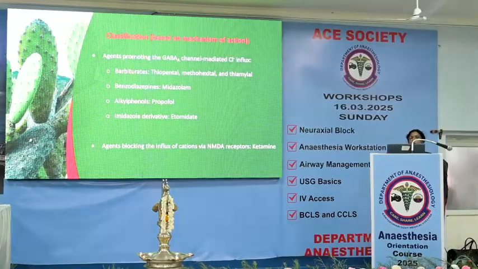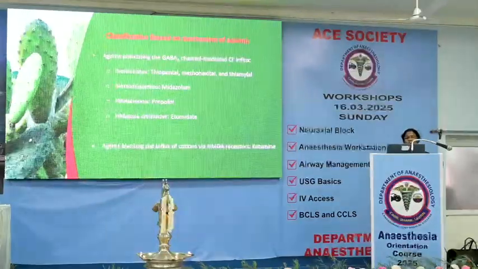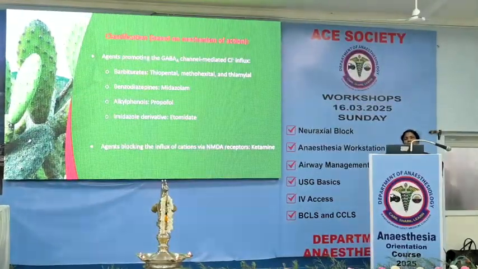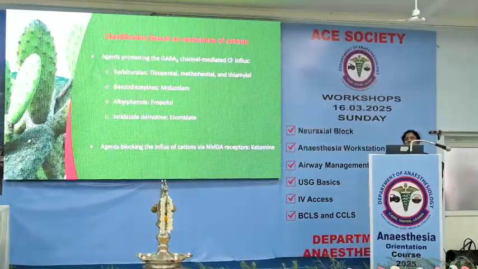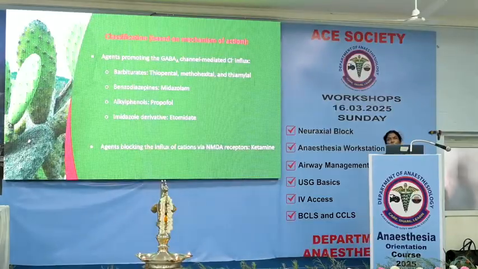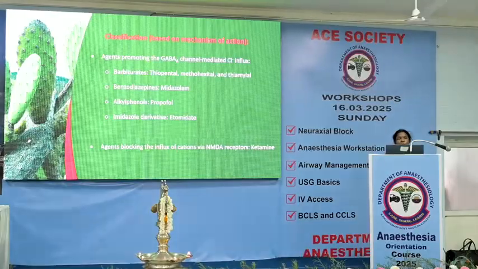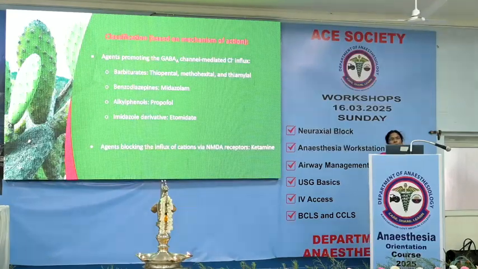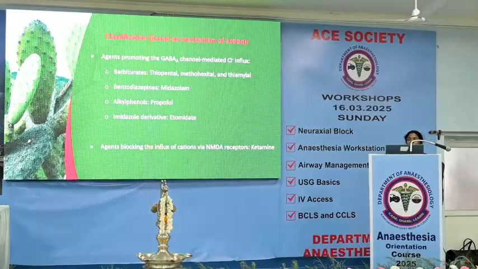The classification is based on the mechanism of action. Agents which act predominantly by promoting the GABA and the channel-mediated chloride influx are the barbiturates group, benzodiazepines, alkyl phenols and imidazole derivatives. In the barbiturates, thiopentone is the only drug we are using right now, the imidazole derivative is etomidate, the alkyl phenol is propofol, and last but not the least is midazolam. The agent which blocks the influx of cations via the NMDA receptor is ketamine.